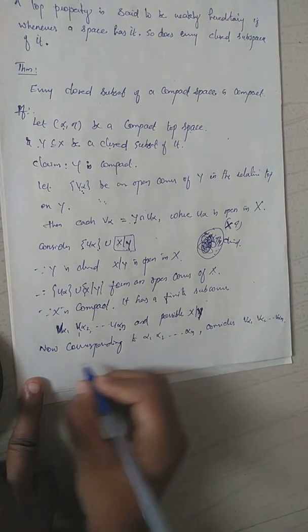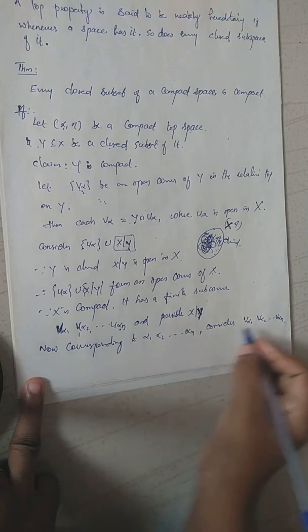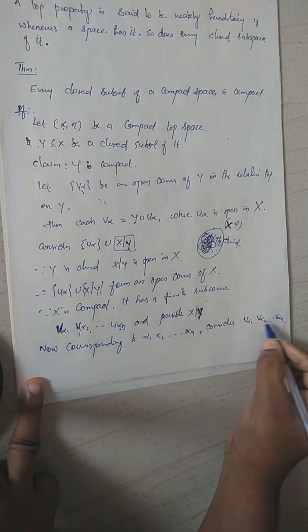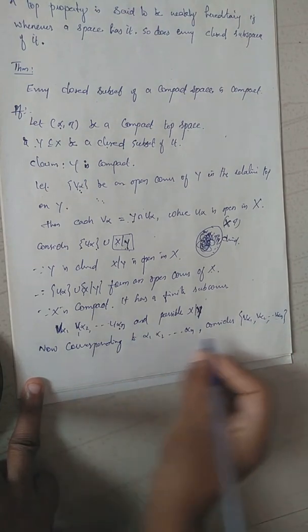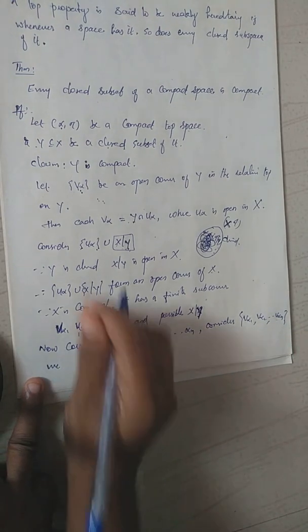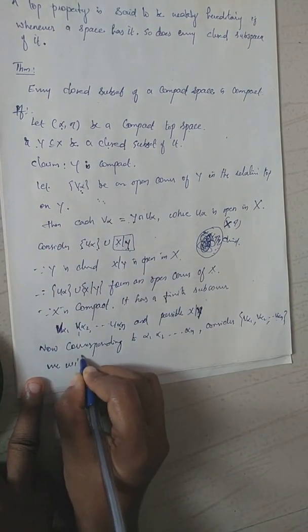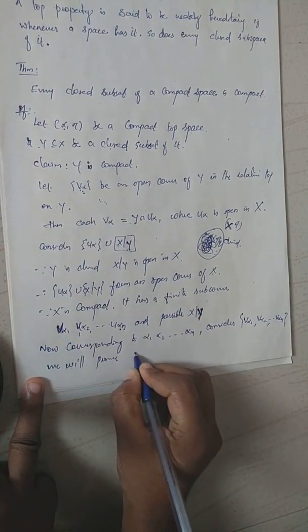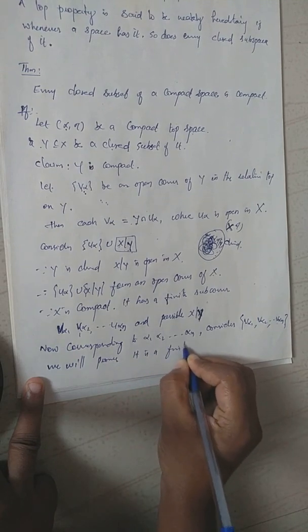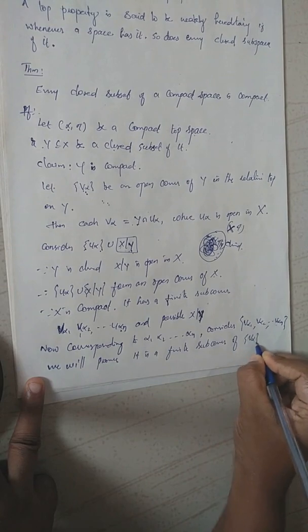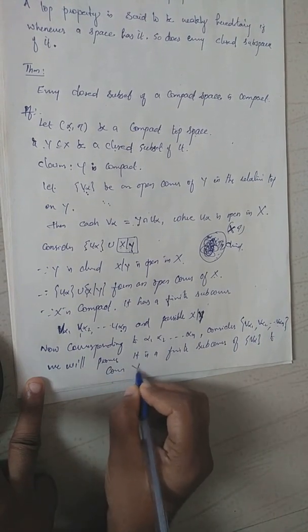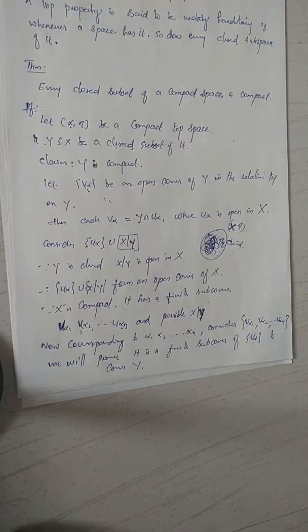Okay. We will prove this collection is a finite subcover. Consider v alpha 1, v alpha 2, etc., v alpha n. We will prove it is a finite subcover of collection V alpha to cover Y. So I take an element, let y belong to capital Y.